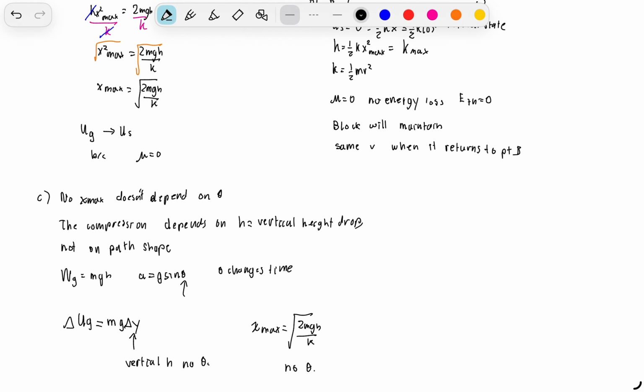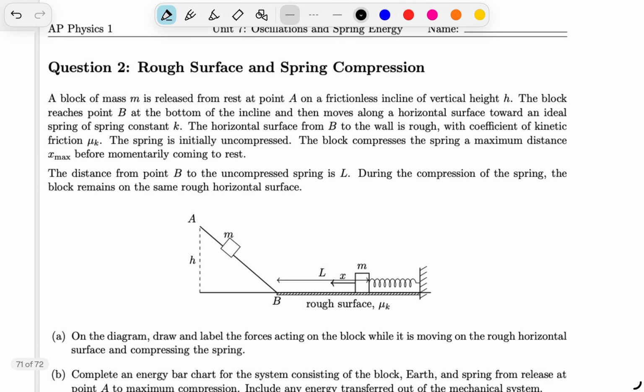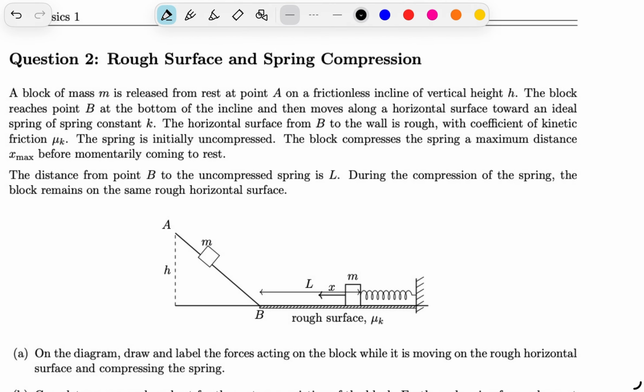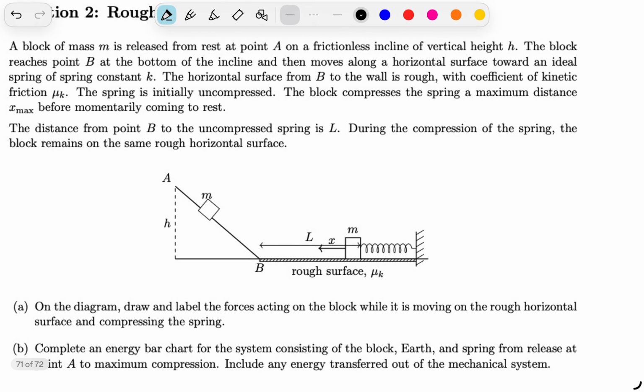Now, for our next FRQ, we are going to have a rough surface and spring compression. So we have this block of mass M that is released from rest at point A on a frictionless incline of vertical height h. So the block is going to reach the bottom of the incline, and then it's moving across the horizontal surface towards an ideal spring of spring constant K. Then the horizontal surface from B to the wall is going to be rough this time, with a coefficient of friction of mu k.